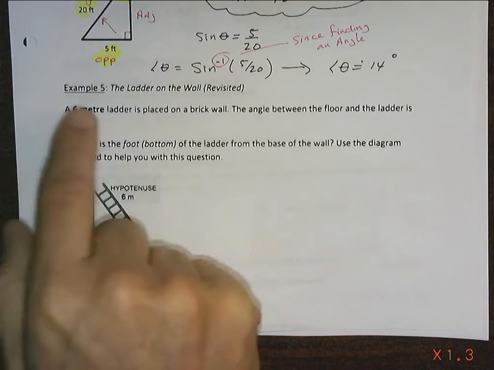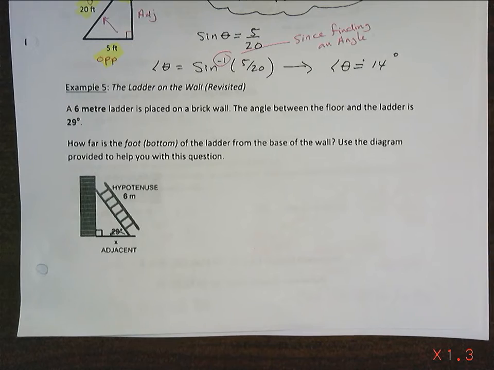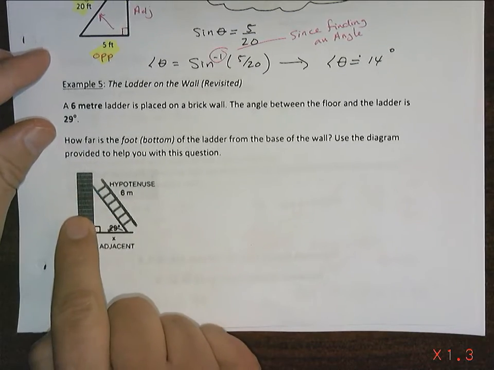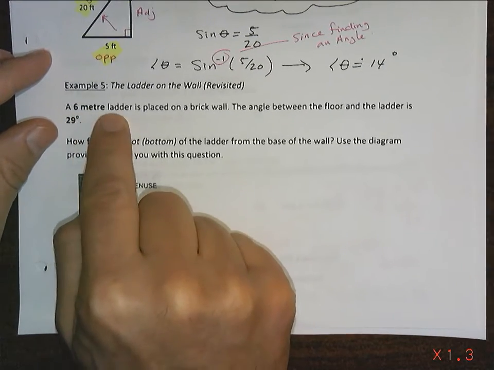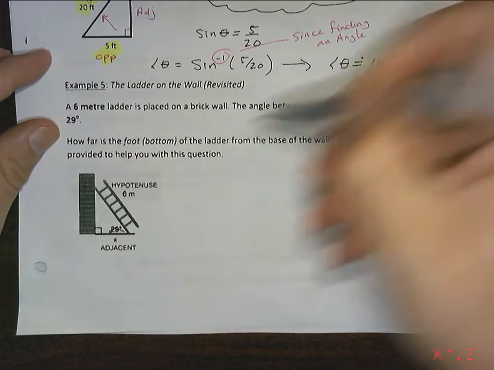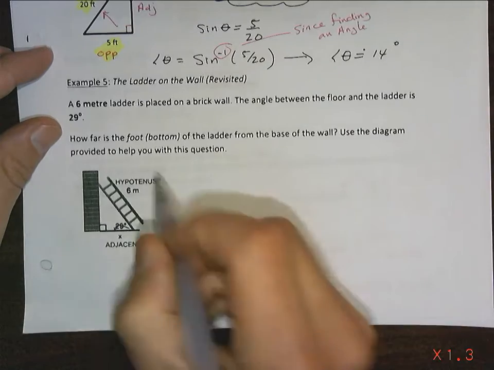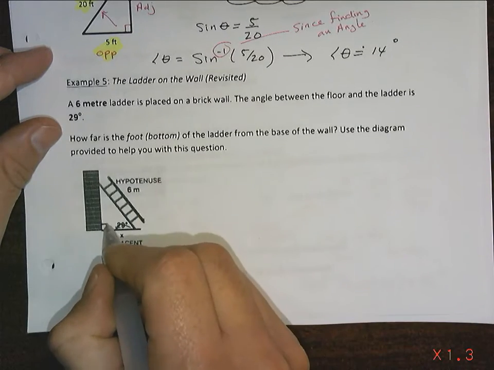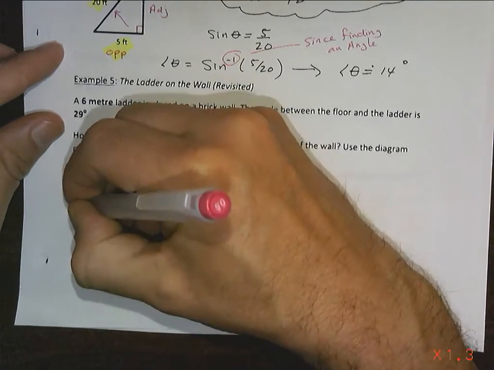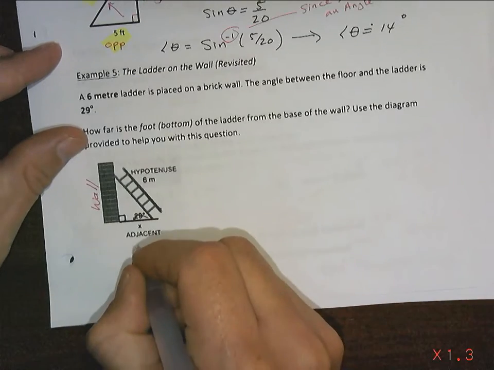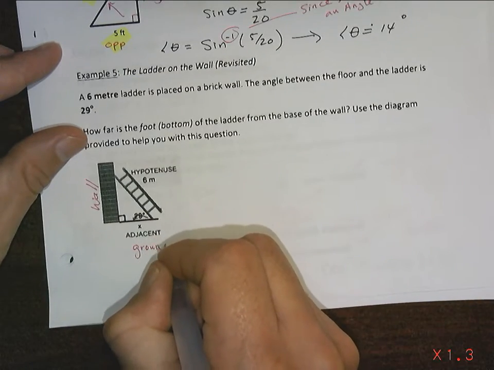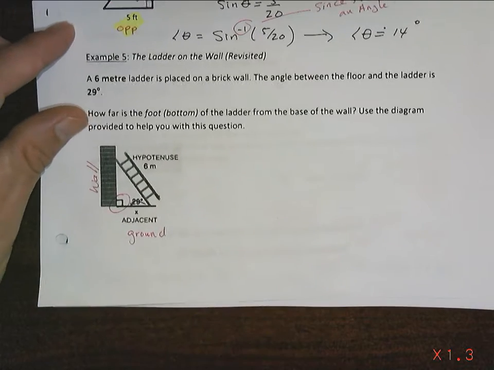So, example 5, a ladder on a wall. So here's our ladder, here's our wall. A 6-meter ladder. So that's telling you something about the ladder. This ladder right here is going to be 6 meters long. Now, notice that it's a 90 degree between the wall and the ground. So we're going to assume 90 degrees between walls and grounds.